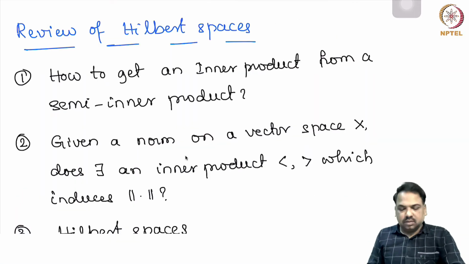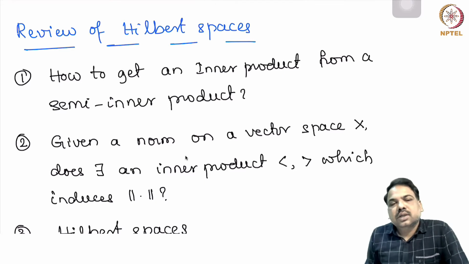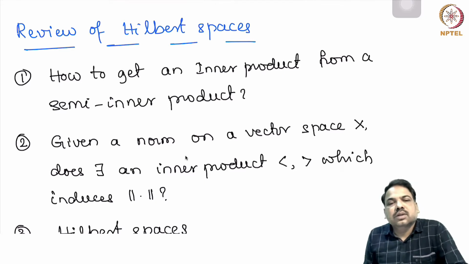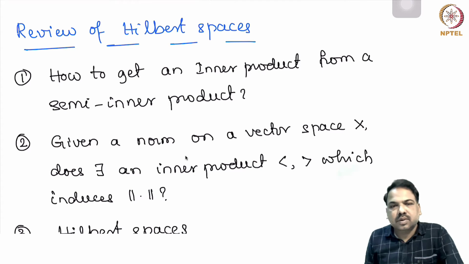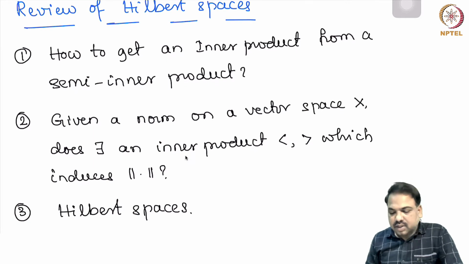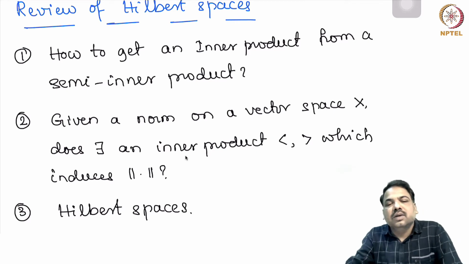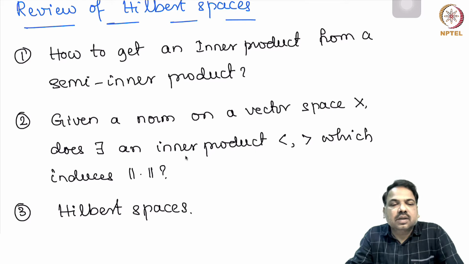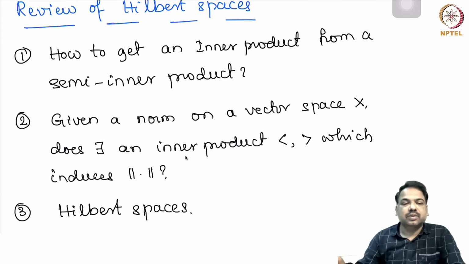Hi everyone. In the last two lectures, we have described semi-inner product spaces as well as inner product spaces. In today's lecture, we are going to discuss these 3 points. How to get an inner product from a given semi-inner product, that is the first question. And the second question is that given a norm on a vector space X, does there exist an inner product which induces the given norm? This is the second question. And we are going to discuss Hilbert spaces also.